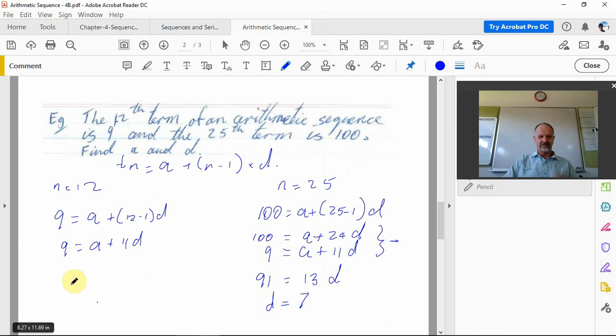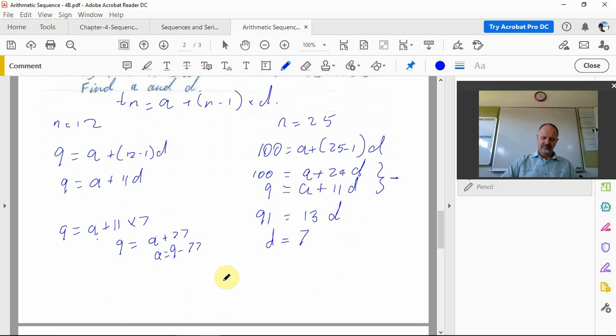And then I'm going to shove things in here. So 9 equals A plus 11 times 7. So 9 equals A plus 77. So A is 9 minus 77, which is negative 68. So there's our A and our D.